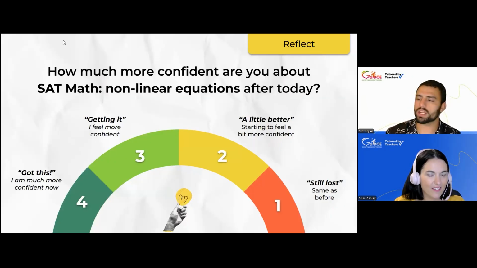Now, we also want to know, how much more confident are you feeling, right? We're going to zone in on that confidence. How much more confident are you today? Are you like, I got this? I'm way more confident now.